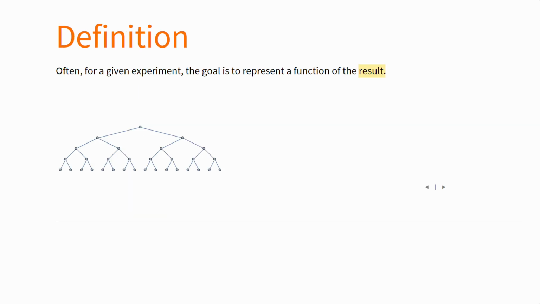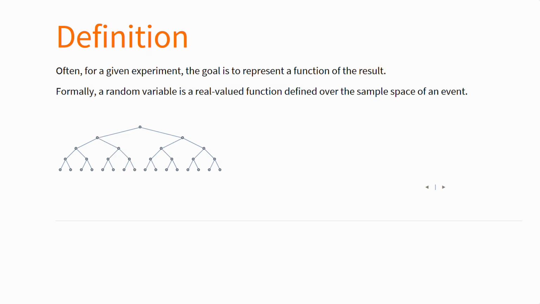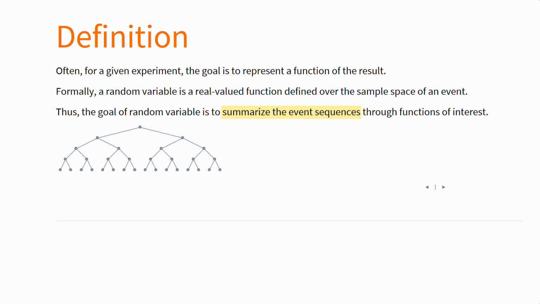Often, for a given experiment, the goal is to represent a function of the result. For example, if you roll 2 dice, the goal isn't the sequence 3, 5, but the sum 8. In a best out of 5, the goal is not the sequence win, lose, lose, win, lose, but the loss overall. Formally, a random variable is a function defined over the sample space of an event. So why use random variables? It's to summarize event sequences through functions of interest.